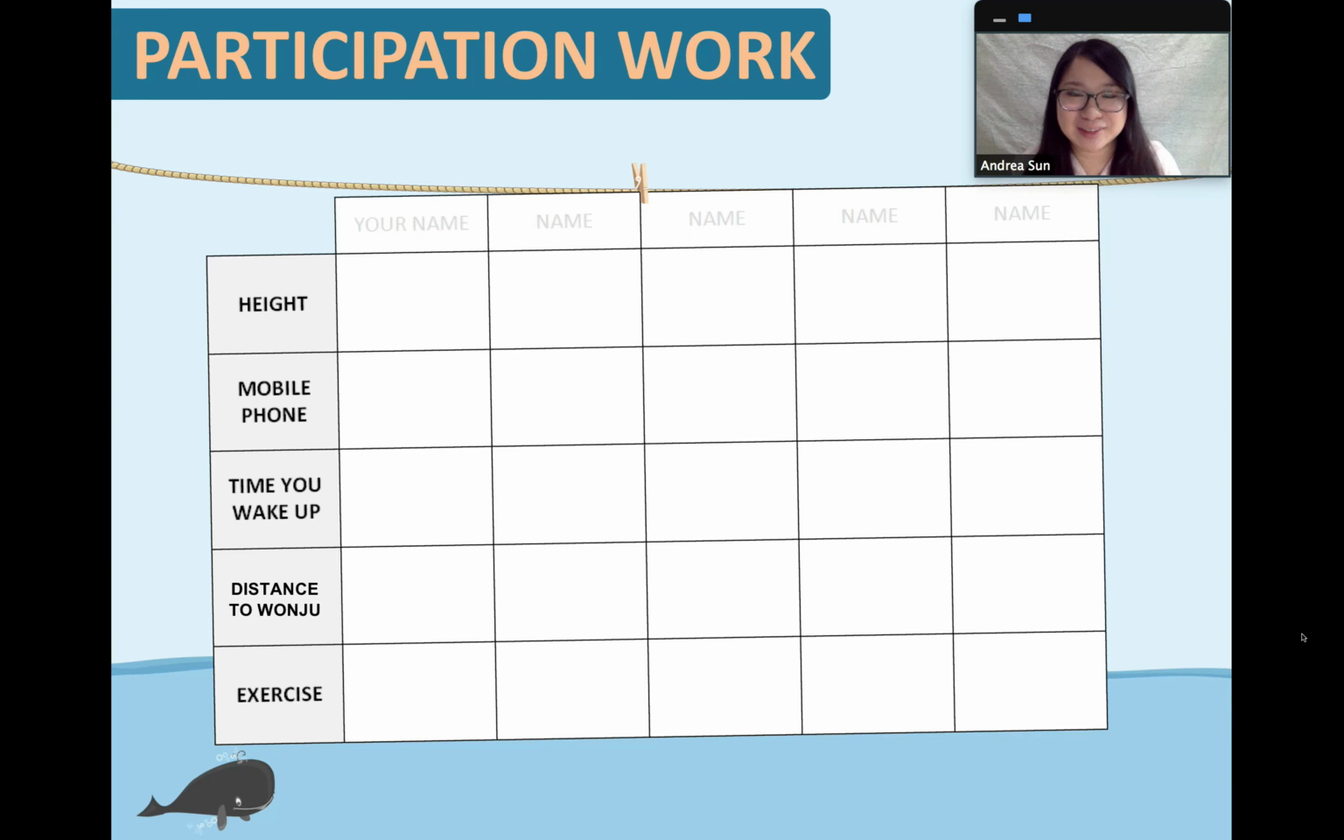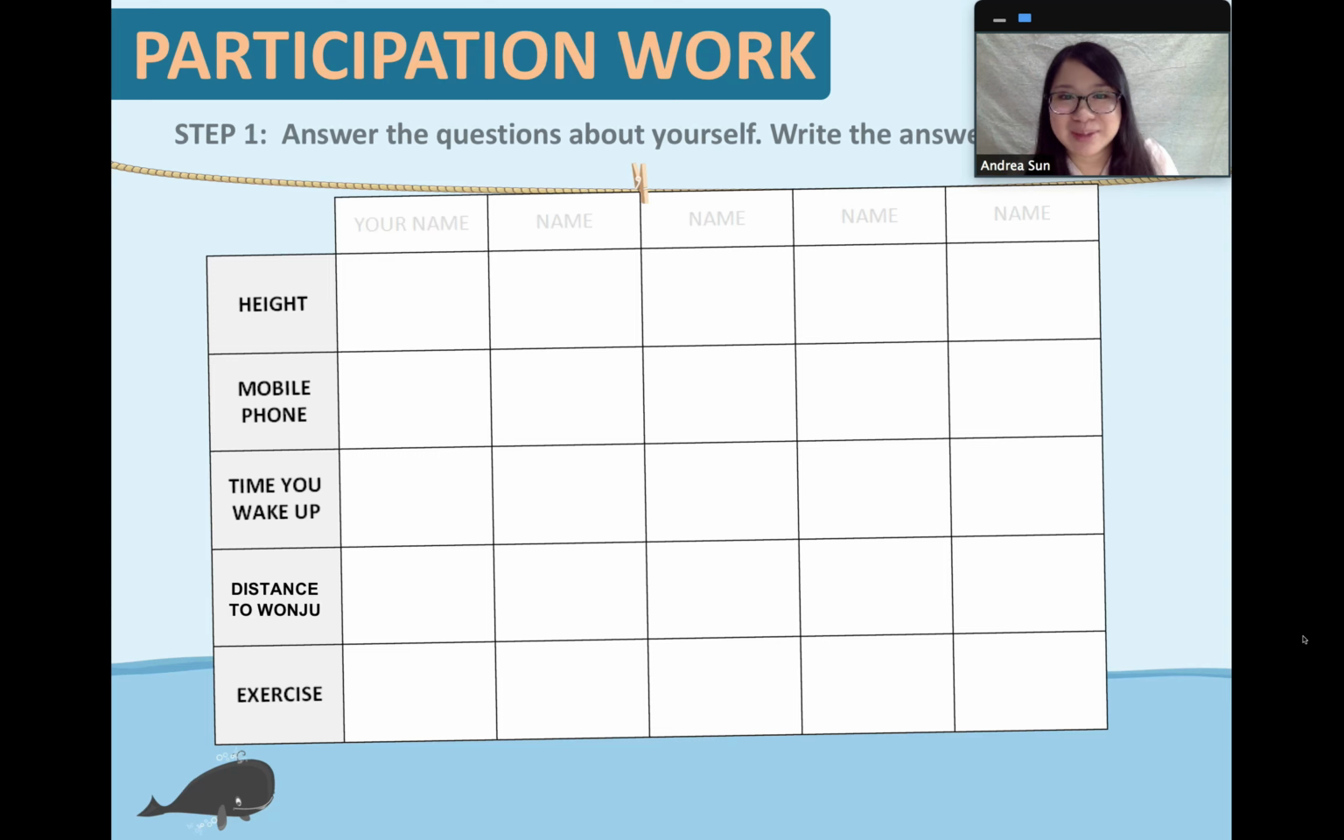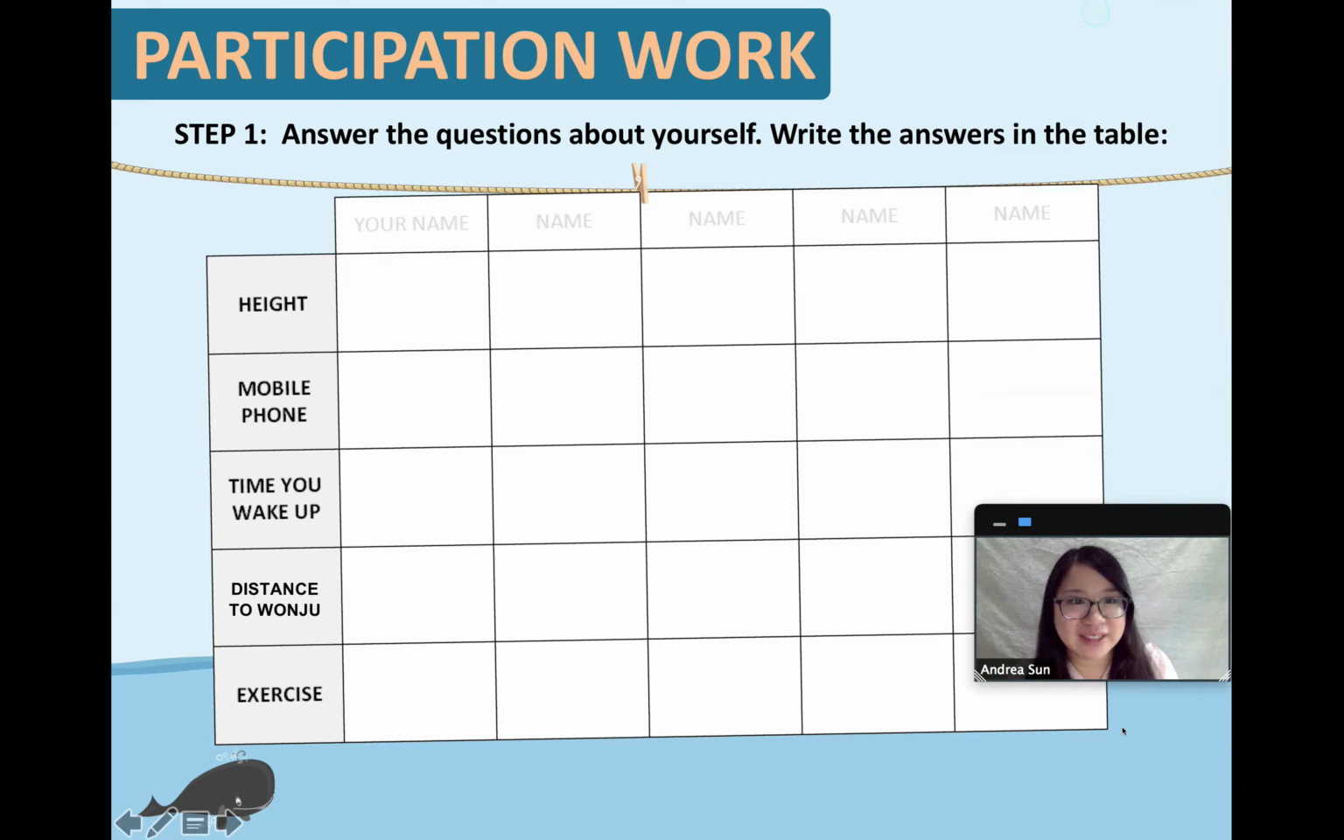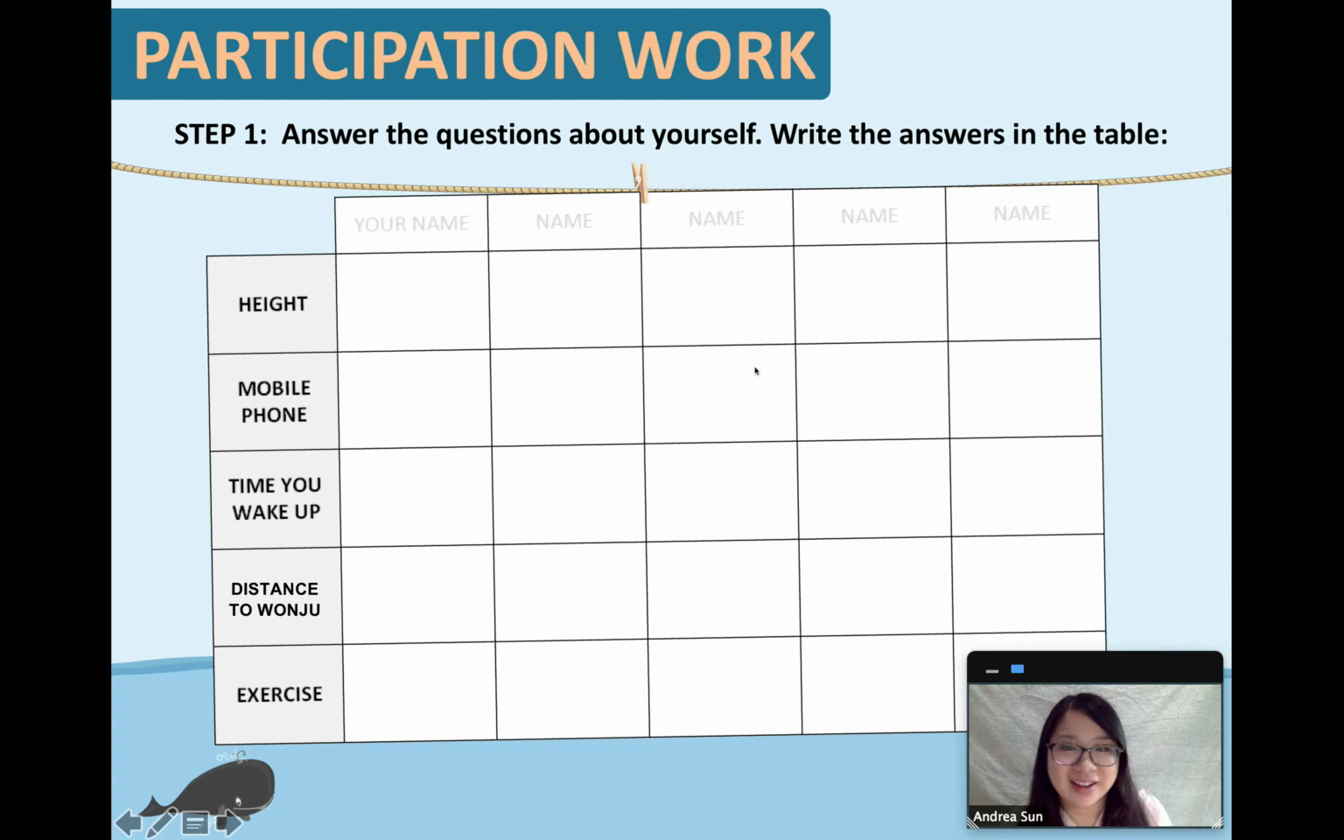Finally, let's explain this week's participation work. You are going to see a file with an interview table like this. So step number 1, let's move the camera here. Okay, step 1, answer the questions about yourself and write the answers in the table. You can see your name here. So write your height, your mobile phone model.